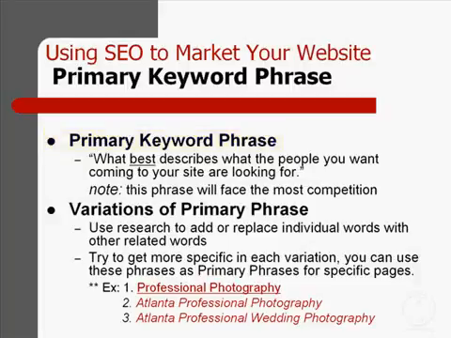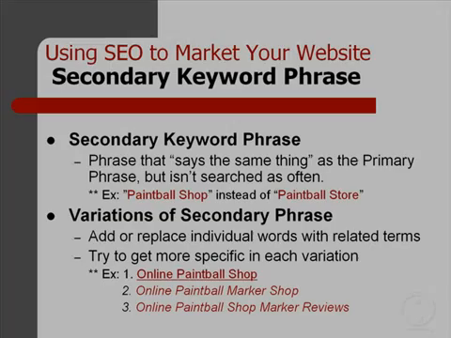Now once you come up with your primary keyword phrase, you want to come up with several variations of that phrase. So take that phrase and replace individual words with other related words, and try to get more specific each time. For example, if your primary phrase was professional photography, which is not a good one, but just for example, a good variation of that, if you were in the Atlanta region, would be Atlanta professional photography. Another variation being Atlanta professional photo services. These are keywords that you're going to use throughout your site, but will have less weight than your primary keyword phrase, and we'll get more into that shortly.